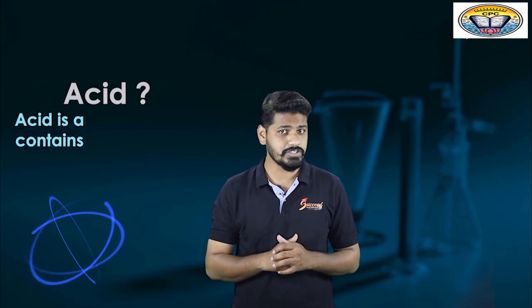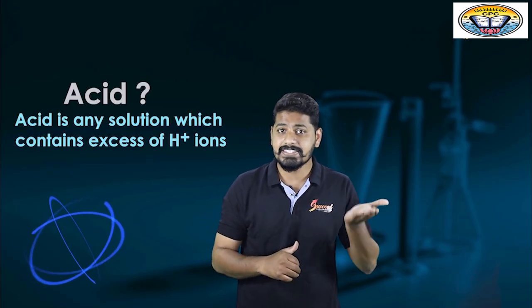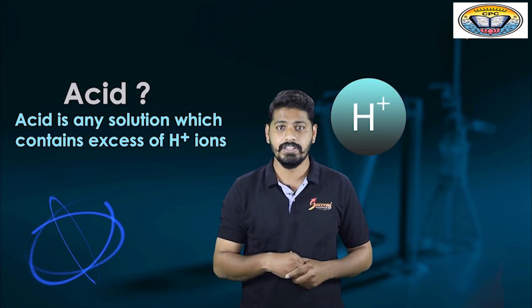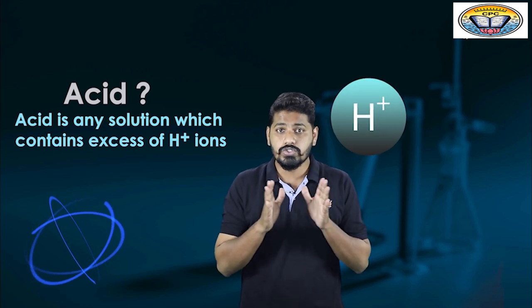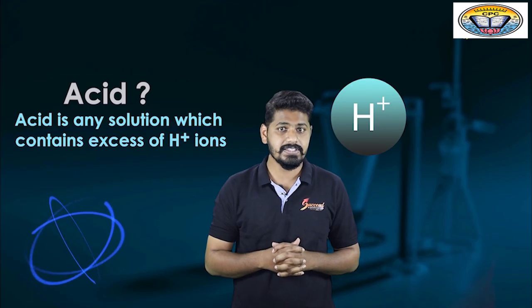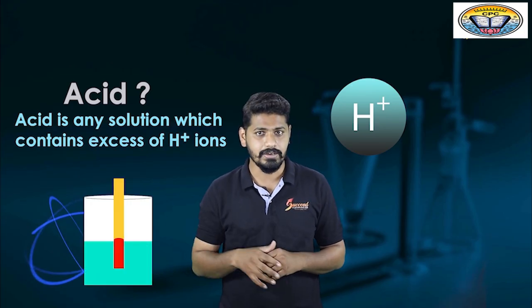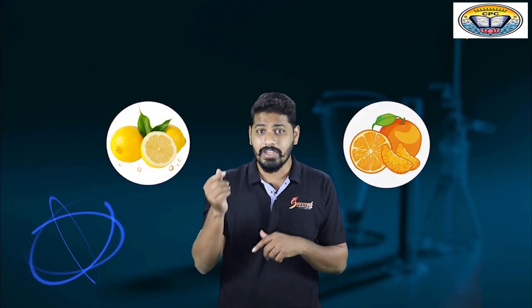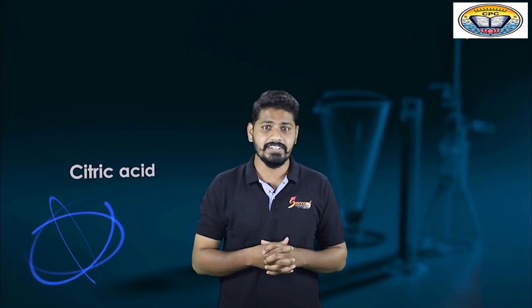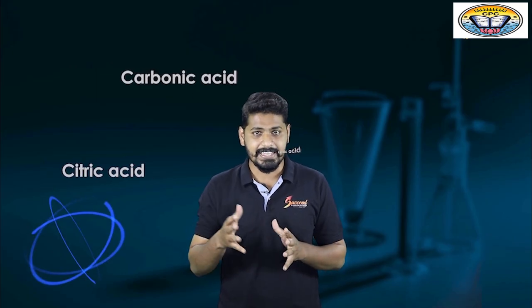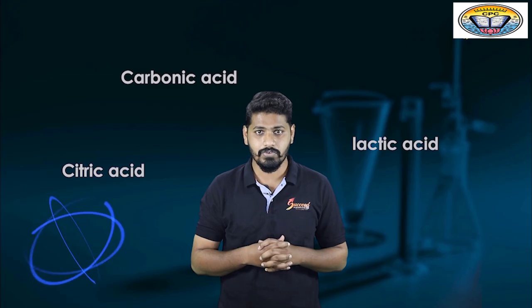So acid is any solution which contains excess of H plus ions, and these are sour in taste, and this turns the litmus paper red. Can you give an example? Yes, the lemon, orange, when you taste it, you feel the sourness, right? So those are very good examples. Citric acid, carbonic acid, lactic acid, those are very good examples for acids.